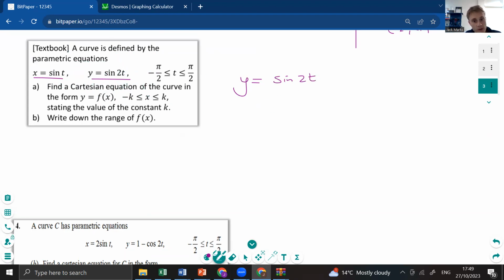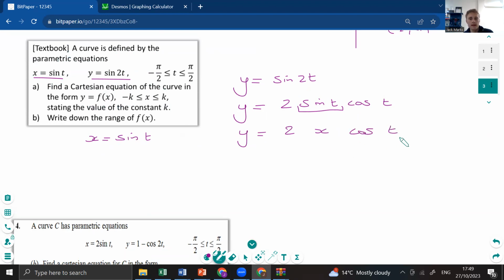So sine 2t and then t, what do you want to use? You want to use the double angle. So that's going to be the same as 2 sine t cos t. And now we want to use the other bit to try and remove the t elements of this. So this is a bit tricky, this one. Now x is sine t, so it means this bit, for example, you could substitute that bit out straight away. So y equals 2x cos t. The cos t, though, is a bit more problematic.